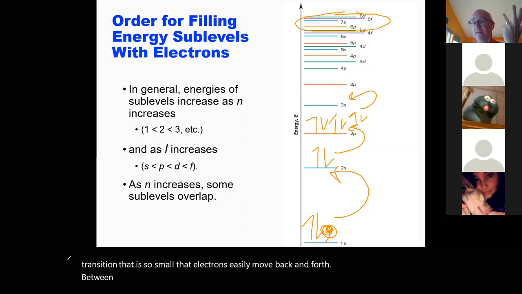And that is why some metals can have a charge of +2 and others can have a charge of +3.